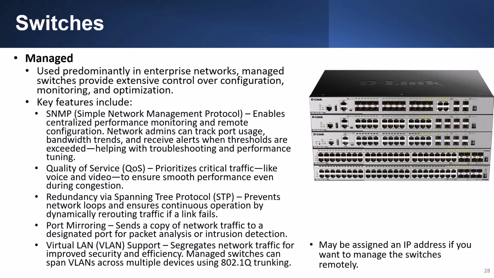Quality of Service, or QoS, prioritizes critical traffic like voice and video to ensure smooth performance even during congestion. Redundancy via Spanning Tree Protocol, or STP, prevents network loops and ensures continuous operations by dynamically rerouting traffic if a link fails. Port mirroring sends a copy of network traffic to a designated port for packet analysis or intrusion detection. And lastly, Virtual LAN or VLAN support segregates network traffic for improved security and efficiency.